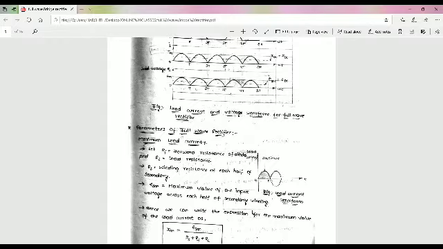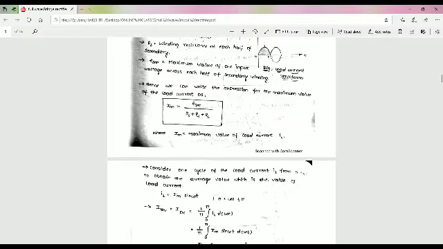So IM equal to ESM by RS plus RF plus RL. This is the equation. IM equal to I equal to current. So current equal to voltage by resistance. So IM equal to ESM by the total resistance RS plus RF plus RL. IM is the maximum value of the load current IL. And next one, average DC load current.